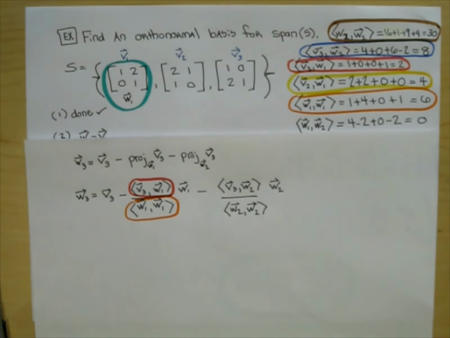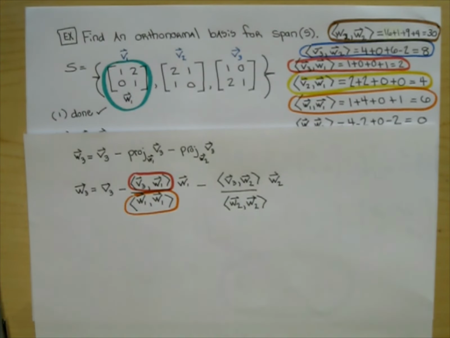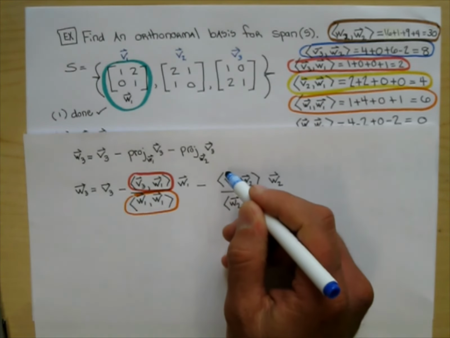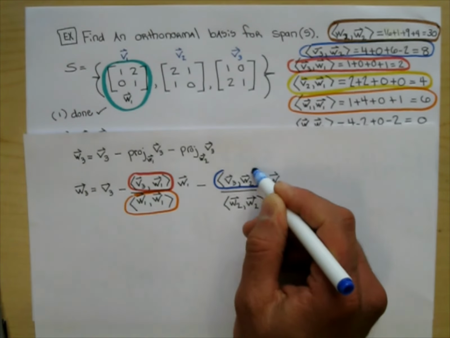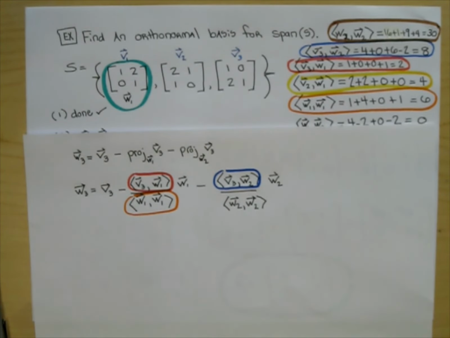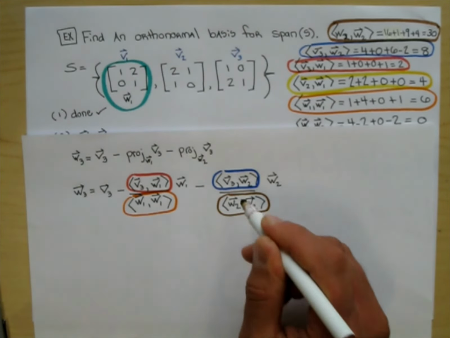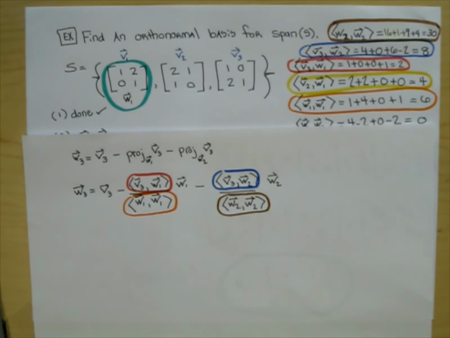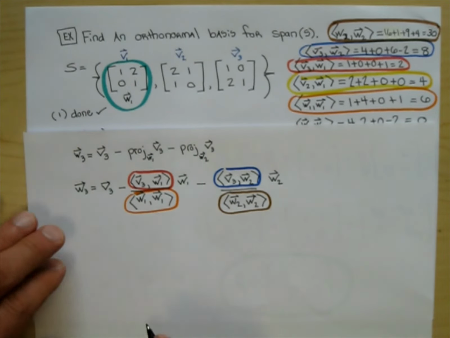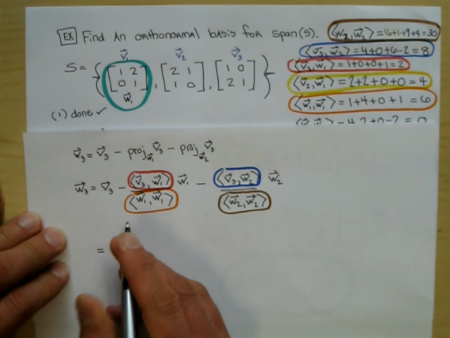So over here, we've got the inner product of V3 and W2. Circle that in blue. Inner product of W2 with itself. Once again, this is very tedious. I don't know if it's as tedious as row operations. And let's go ahead and write things up.